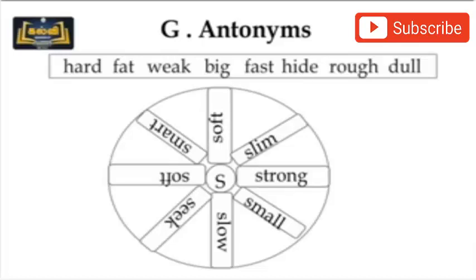Hard, soft. Fat, slim. Weak, strong. Big, small. Fast, slow. Hide, seek. Rough, soft, or you may use smooth. Dull, smart. That's all in the vocabulary section, children.